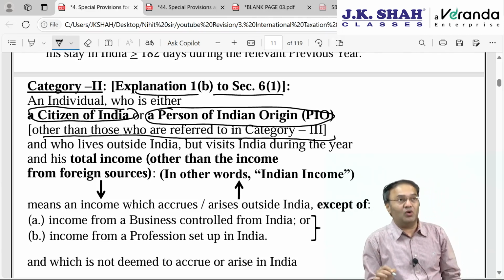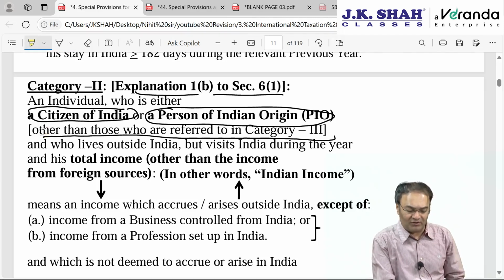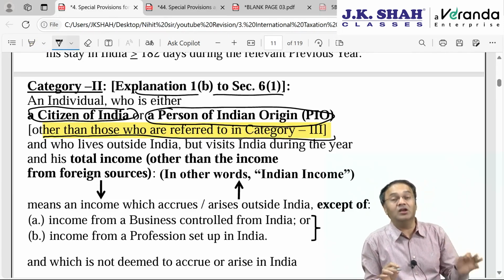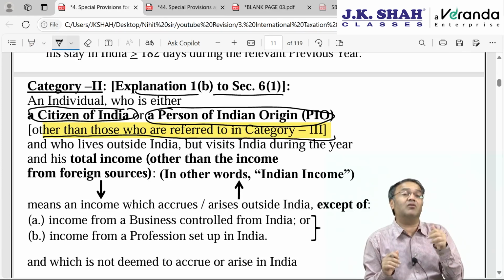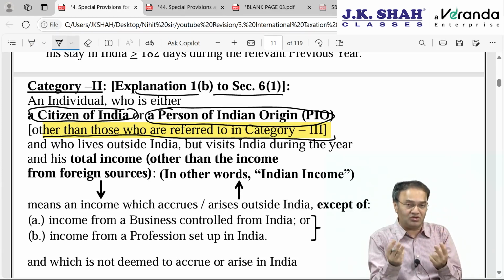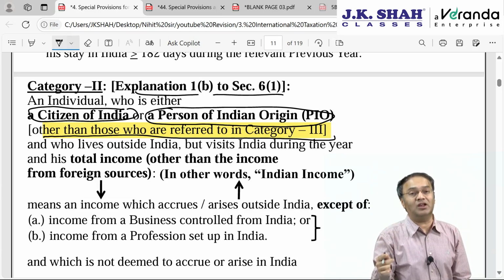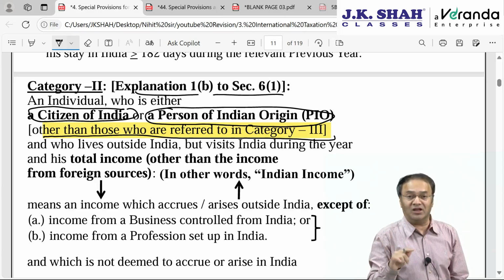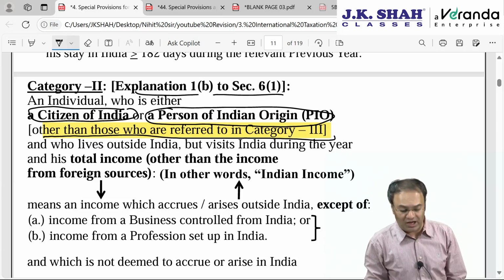by category 3. So the bracketed wording, other than those covered by category 3, you will realize the relevance of this sentence or the bracketed wordings only after finishing category 3. Category 3 meaning thereby, if there is a clash between category 2 and category 3, means the person is covered by category 2 also and category 3 also, then because of the bracketed wording, category 3 will prevail over category 2. Category 3 will supersede category 2 in case the person is covered by both the categories.